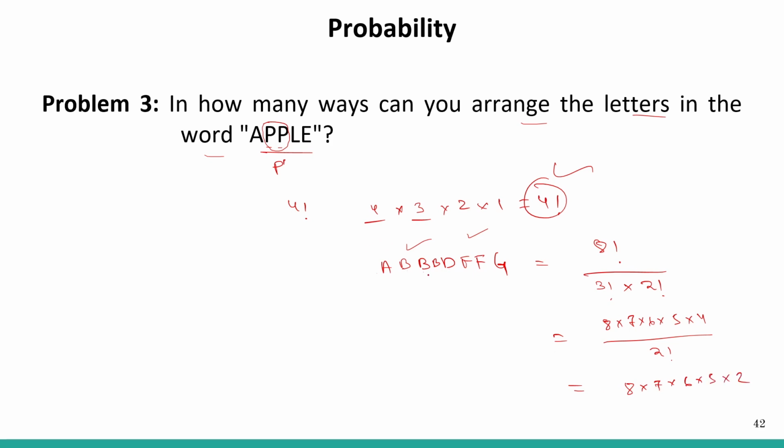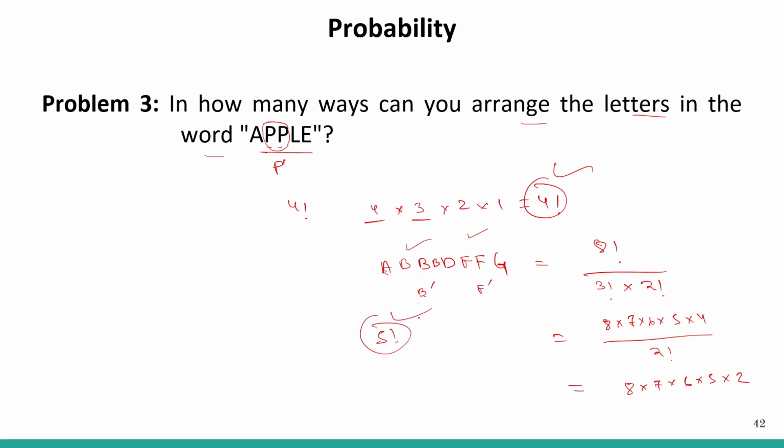So let's try this using our methodology, where we assume all the same letters as 1. So this will be B dash and this will be F dash. So how many letters are there? 1, 2, 3, 4, right? Only 4 letters are there. So how many ways can these be arranged? These can be arranged with 1, 2, 3, 4, 5.